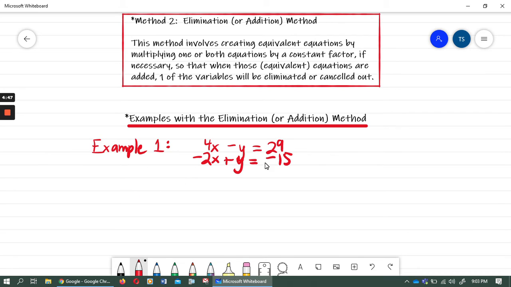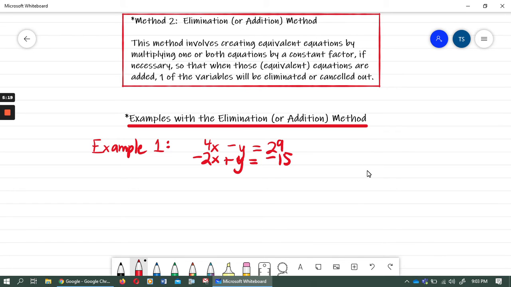I want you to notice something here. Remember, I said that with using the elimination method, the goal is to be able to add those two equations together, with the final goal of being able to cancel out one of those variables, right?